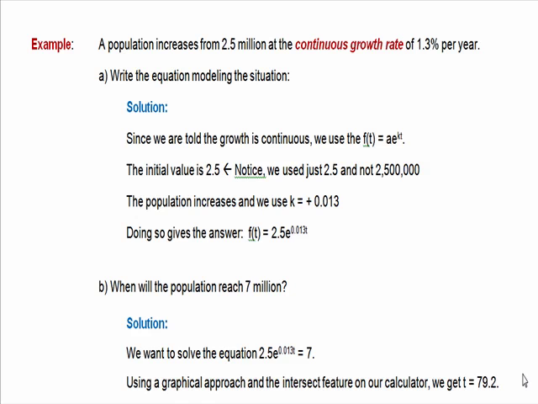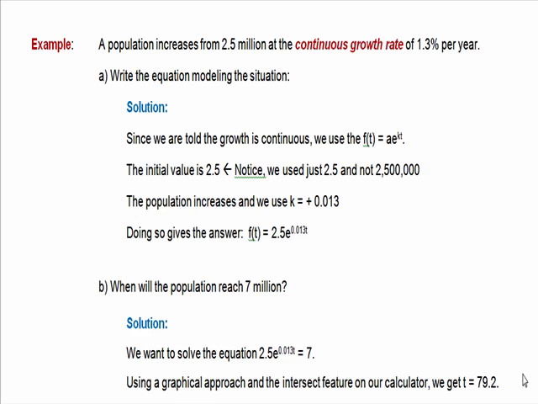Since we were told it's continuous, we will use our formula that would say f at t is a e to the kt. Again, we use this formula because of the word continuous in the problem. Notice our initial value, which is our a, will be 2.5, and I chose to use 2.5 and not 2.5 million, not 2,500,000. The numbers will just stay smaller that way.